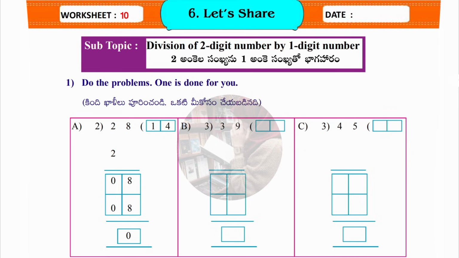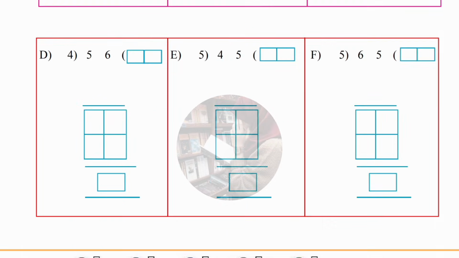Okay, let's see the second one. 39 dividend is given, 3 is divisor. Let's do the division. 3 1's 3. So 9 will come as it is. So 3 3's 9. 0 is the remainder. Next, third one. 45 dividend, 3 divisor. So let's do the division. 3 1's 3. If we subtract 3 from 4, we will be left with 1. 5 will come as it is, it will become 15. So 3 5's 15. So 0 is the remainder. Got it?